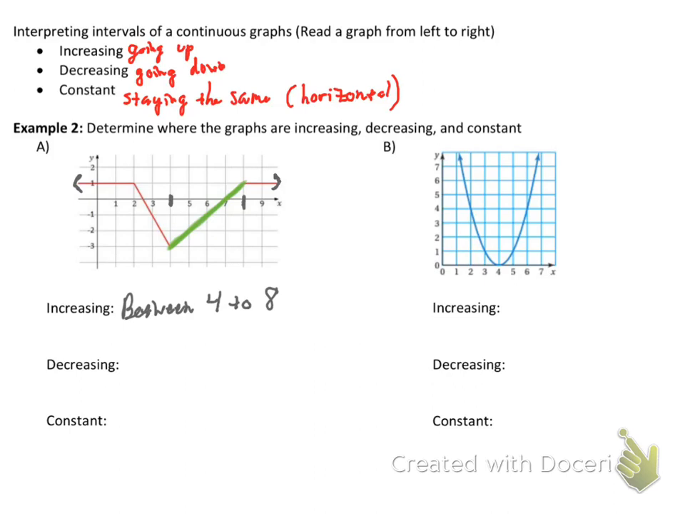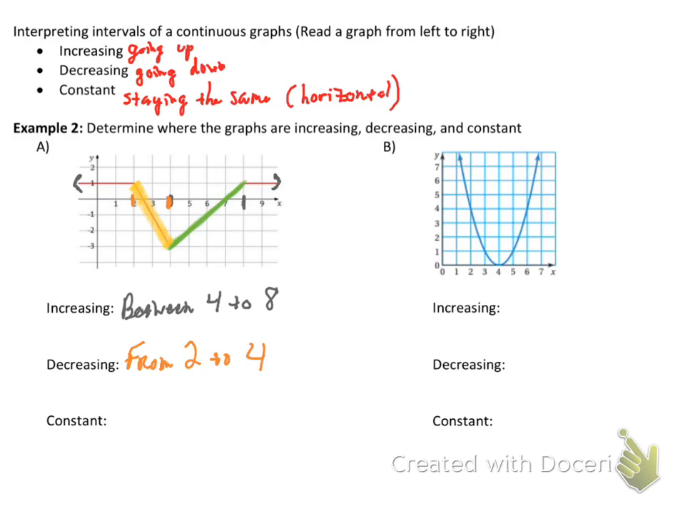Okay? Where is it decreasing? So let me get a different highlighter color. Well, you'll notice it's decreasing right there. It's decreasing there. And where is that interval? Well, that interval is from 2 to 4. So from 2, not TO, from 2 to 4, this graph is decreasing.